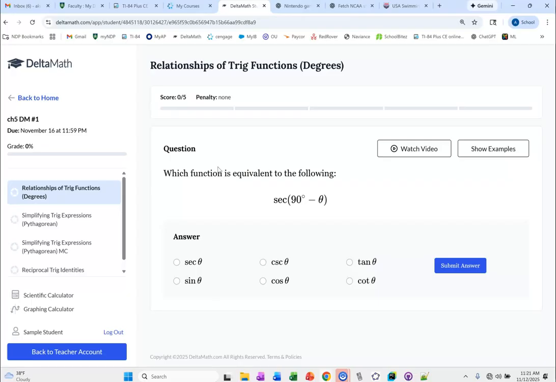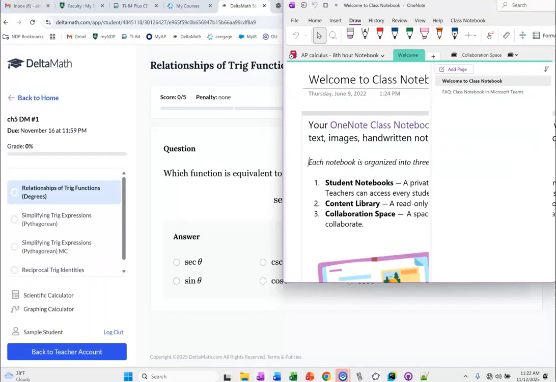Do we even learn that? Well, this is relationship of trig functions. So I would look at my identity sheet. What do you remember 90 degrees is the same as? Pi over 2. So do you see any things on your identity sheet that have pi over 2's on them? Yeah, what do you see?